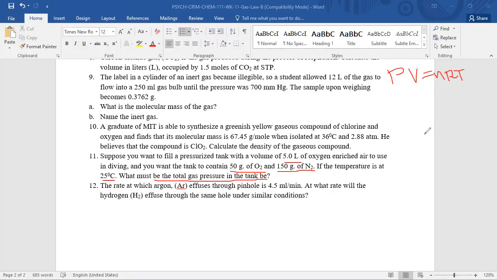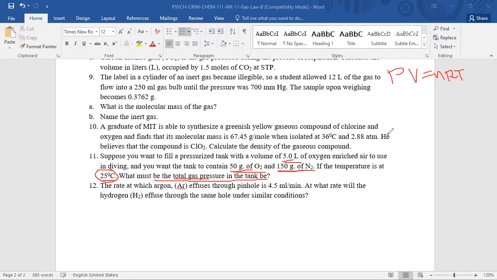So, may mga given tayo na grams. Meron tayong given na volume, 5 liters. Meron tayong temperature, which is 25 degree Celsius. So, paano natin kukumputin yung total gas pressure?